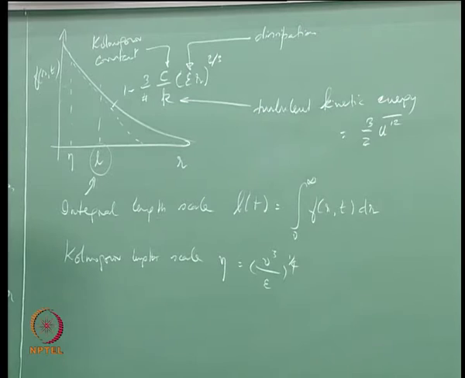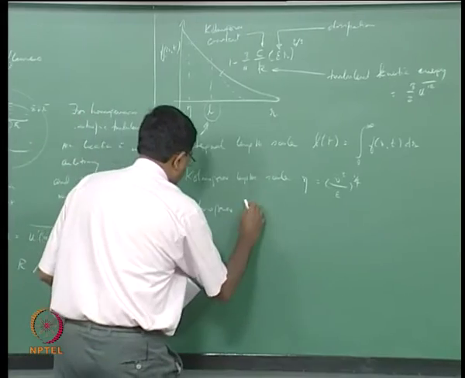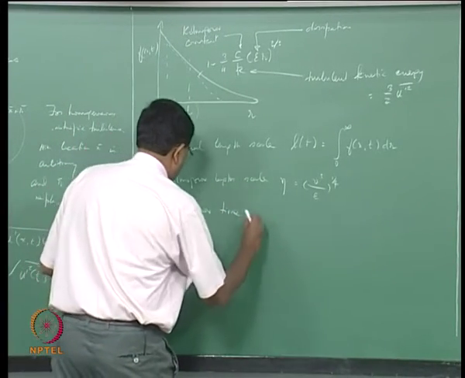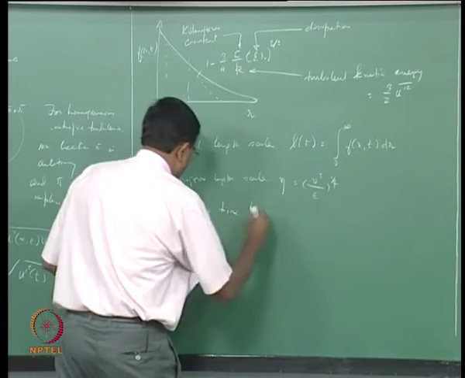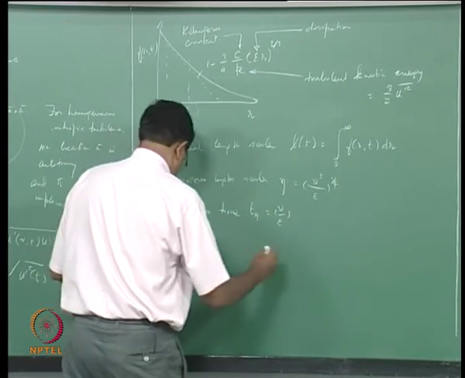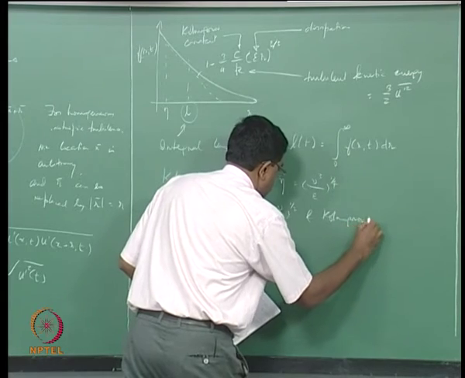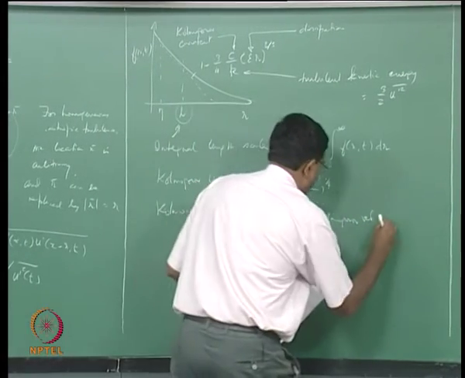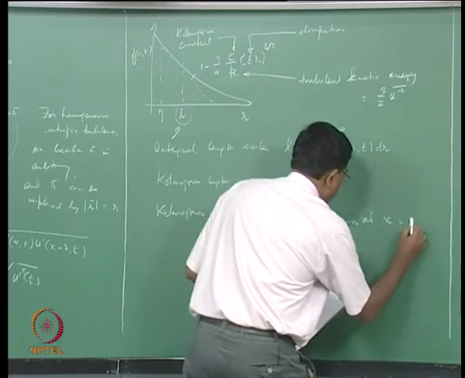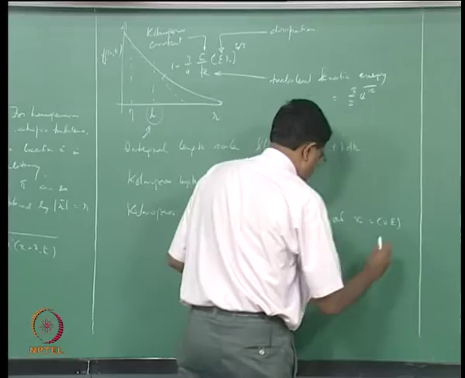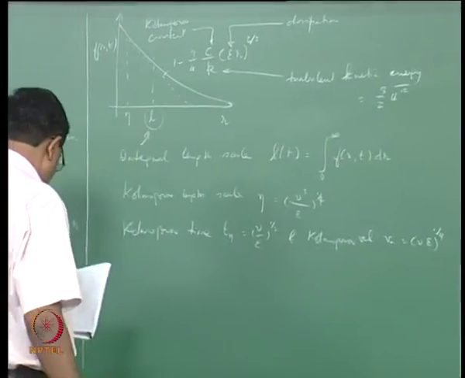We would also talk about a Kolmogorov time associated with the length scale. We will talk about these time scales and length scales and the velocities associated with many of these scales, but at the moment we are discussing the Kolmogorov scale. So Kolmogorov time t eta is nu over epsilon to the 1/2, and Kolmogorov velocity v eta is nu epsilon to the 1/4, right?